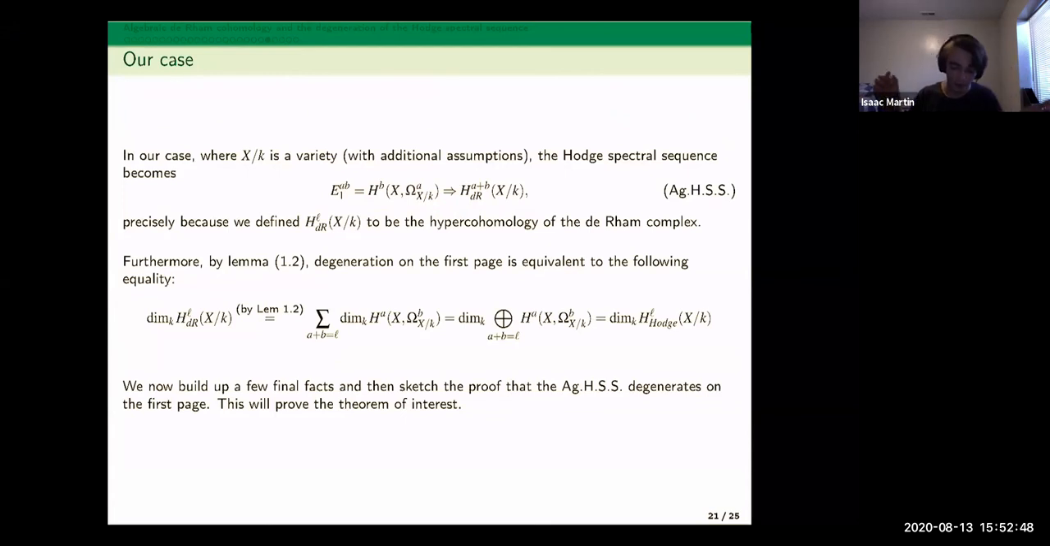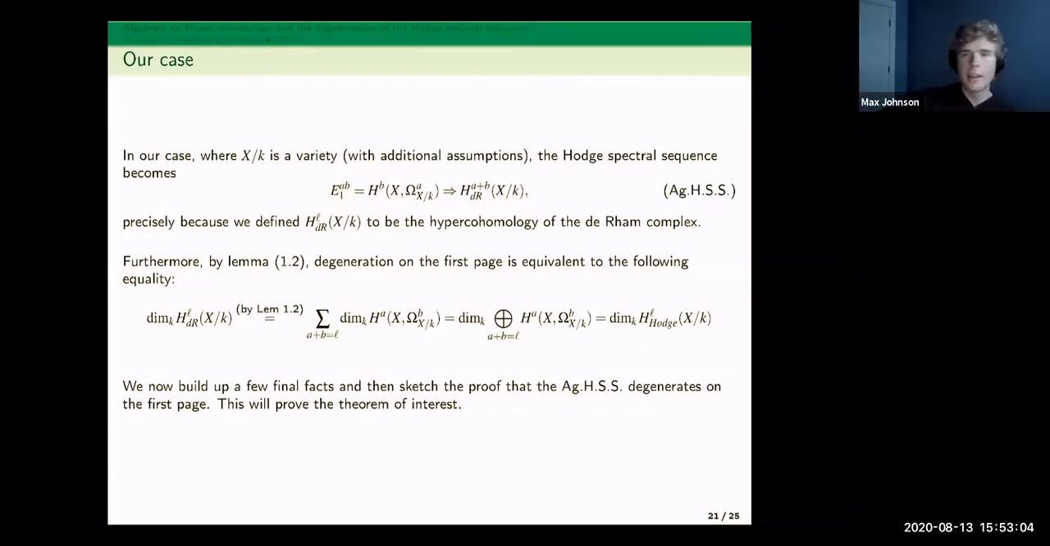And by lemma 1.2, this degenerates exactly when all of these equalities hold. And this is the same as saying that this degenerates on the first page exactly when de Rham cohomology and Hodge cohomology are isomorphic.